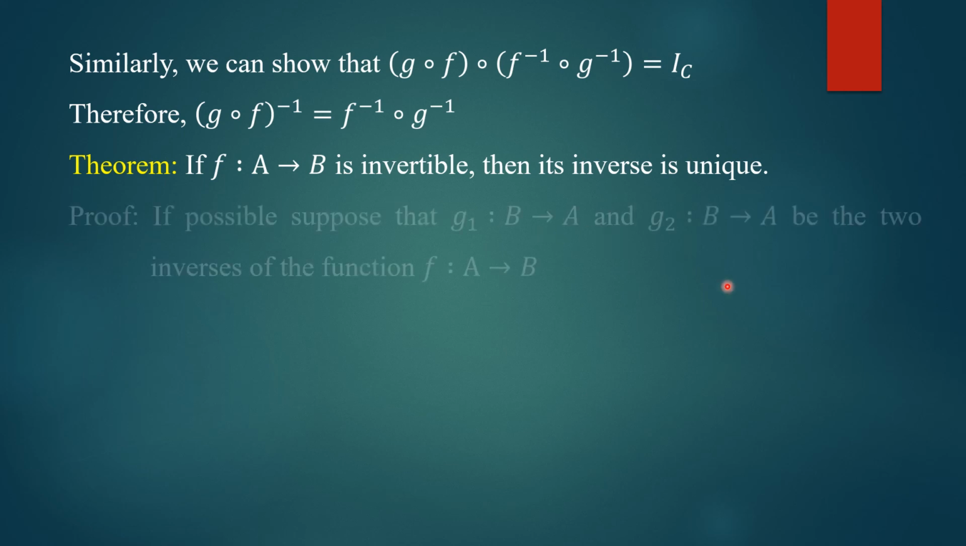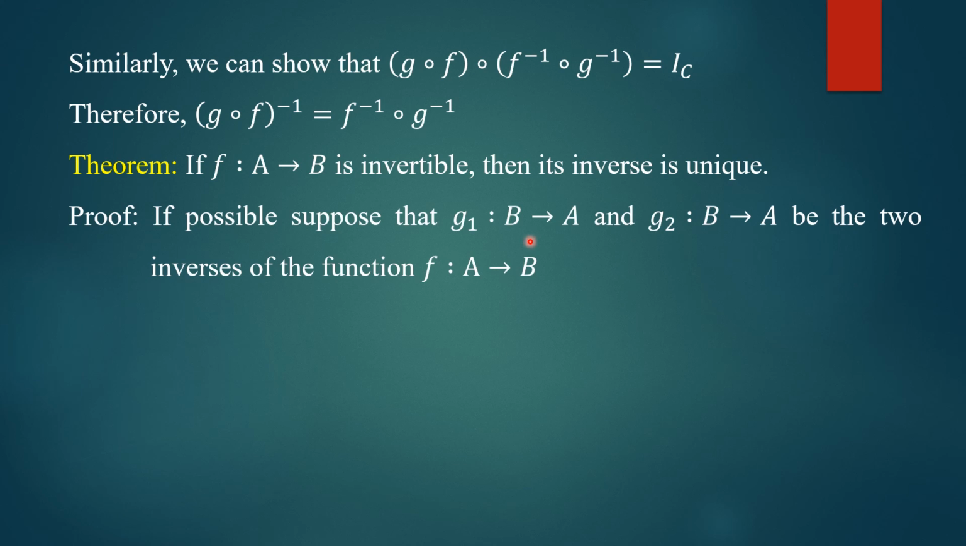So we take, if possible, g1 from B to A. g1 is the inverse of f, so there will be a change of direction, B to A. g1 from B to A and g2 from B to A, these are the two inverses of the function f from A to B. If possible we are taking this, but actually it is not possible.